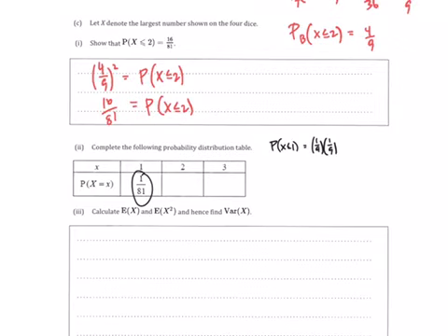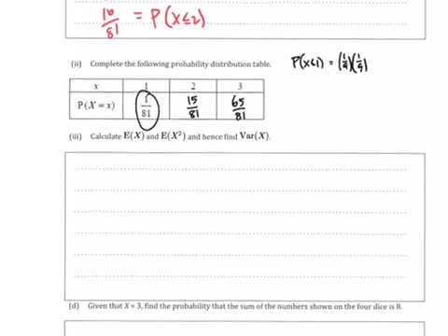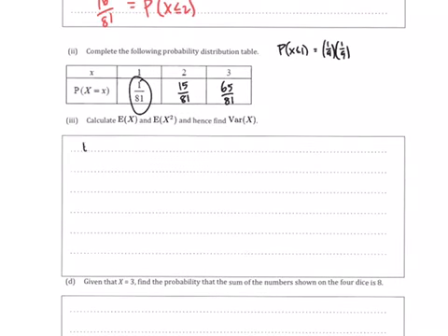If we know the probability that X is less than or equal to 2 is 16/81, then this has to be 15/81. Which leaves us, since the three of these values, X equaling 1, 2, and 3, have to add up to 1, this must be 65/81. So let's do some work on calculating expected value.